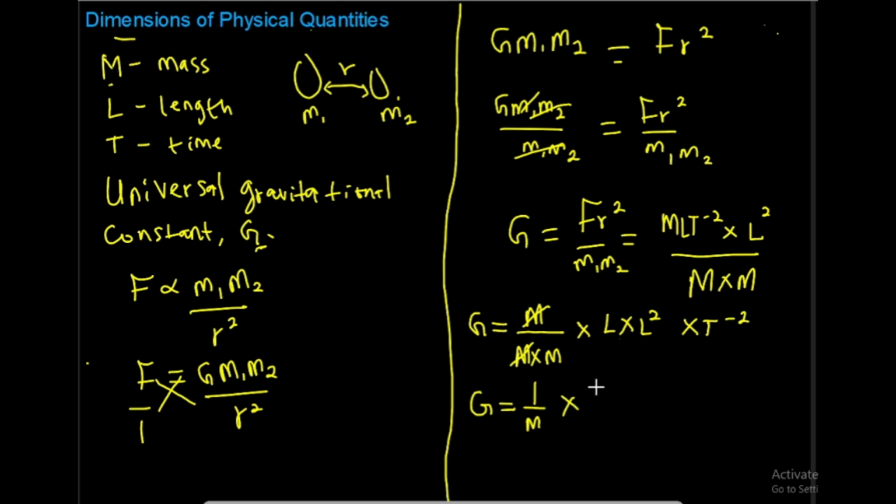Times, this is a positive power and they're multiplying, so we can add up the powers, and that will give us L raised to power 1 plus 2, that is 3. That will be times T raised to power minus 2. So 1 over M, M here has a positive power, so if we take the inverse, it's going to become negative. So we're going to have G equals M raised to the power of minus 1, and then we have L cubed T raised to the power of minus 2. So this is the dimension for G, which is the universal gravitational constant.